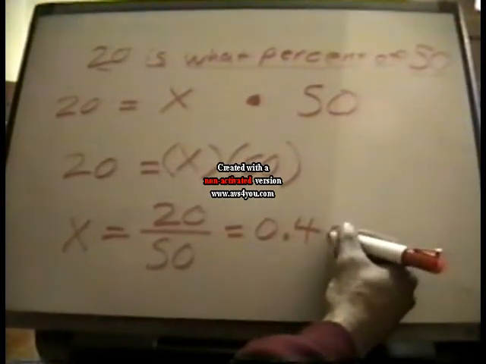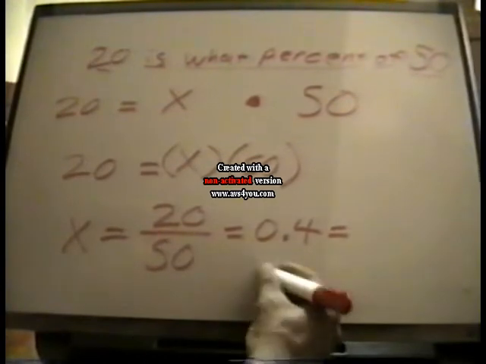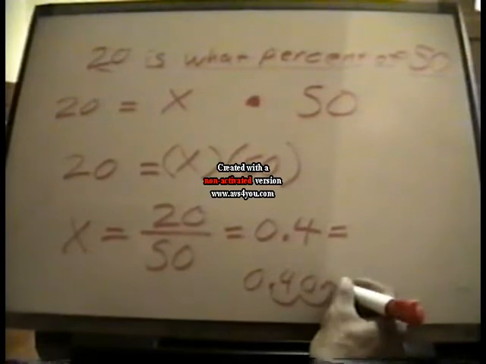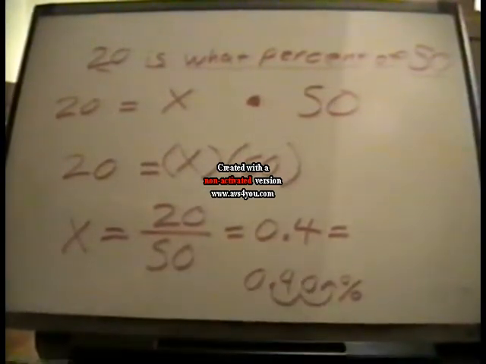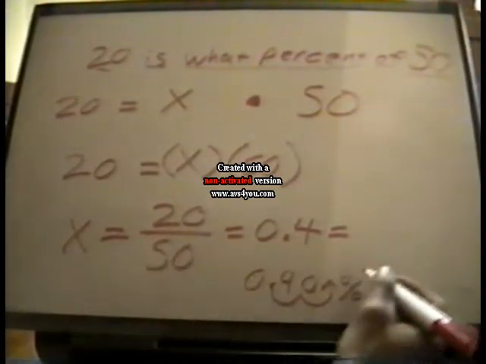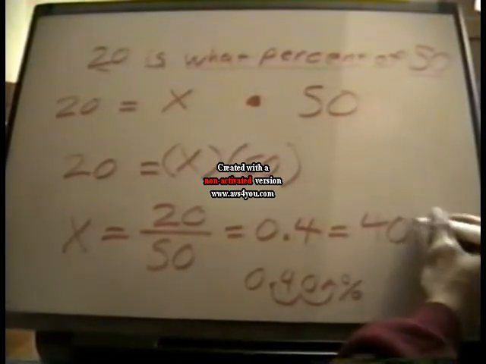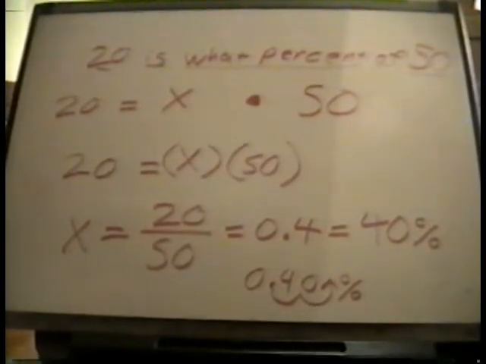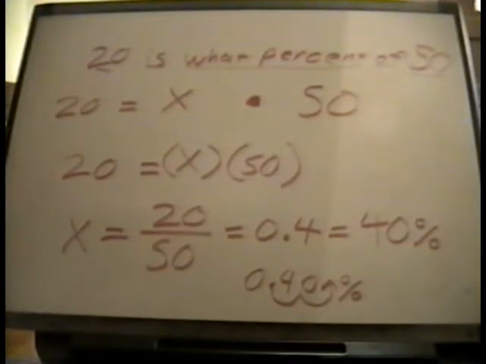We must convert this into a percent by moving the decimal place twice to the right and attaching a percent sign to it. So that becomes 40%. If you put everything together, you get 20 is 40% of 50.